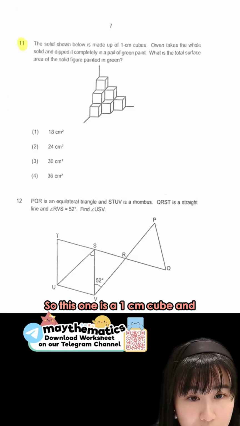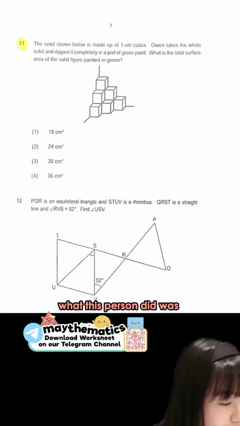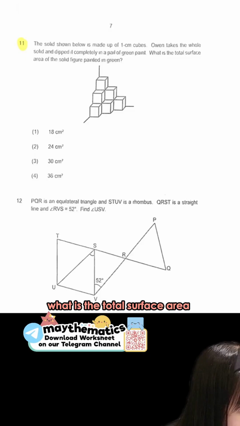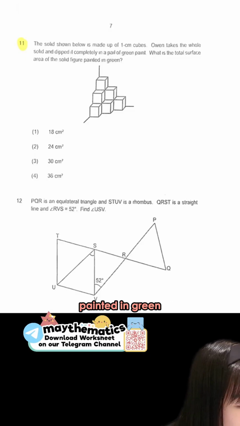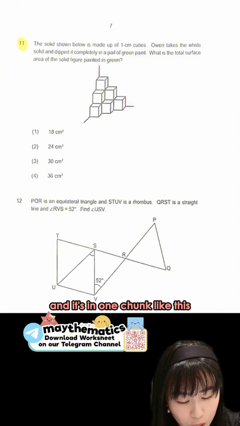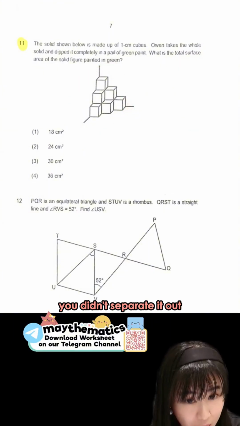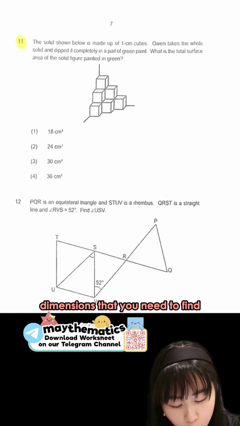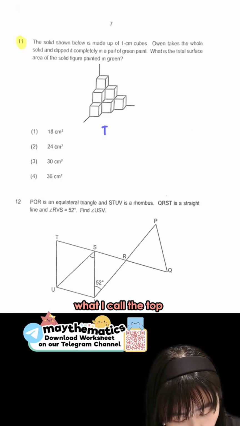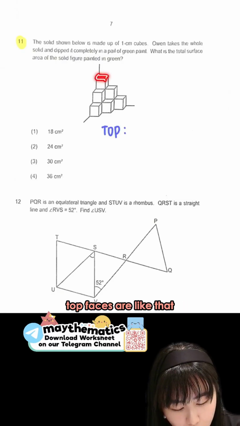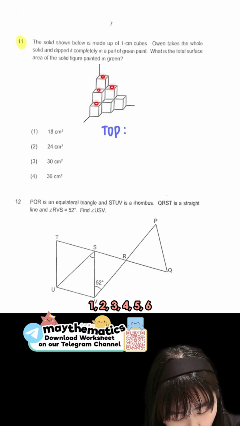So this one is a 1 cm cube, and what this person did was take the whole solid and dip it in a pail of green paint. What is the total surface area painted in green? Assuming when you paint, it only paints the outer and it's in one chunk like this. You didn't separate it out. So if it's one chunk like that, you need to split up in a few dimensions that you need to find. So the first one is what I call the top. How many top faces are there? Top faces like that. 1, 2, 3, 4, 5, 6.